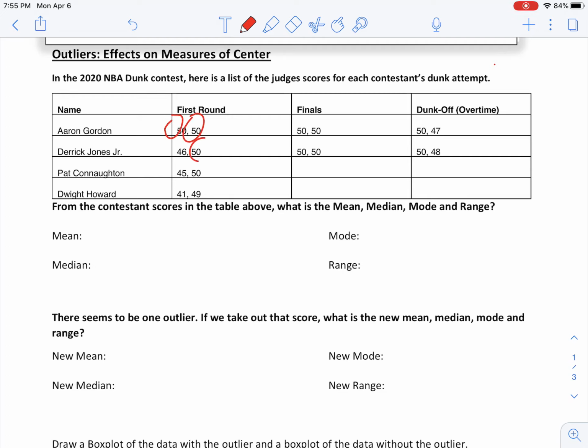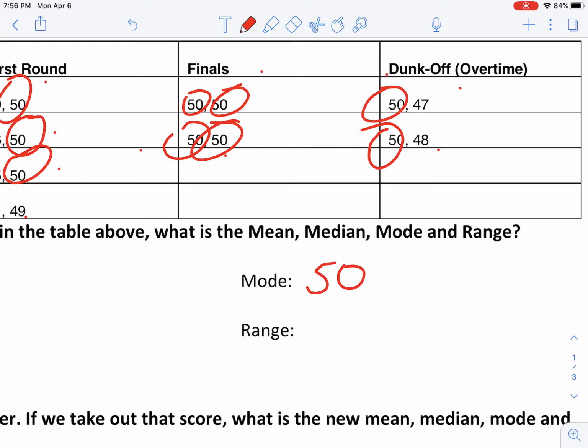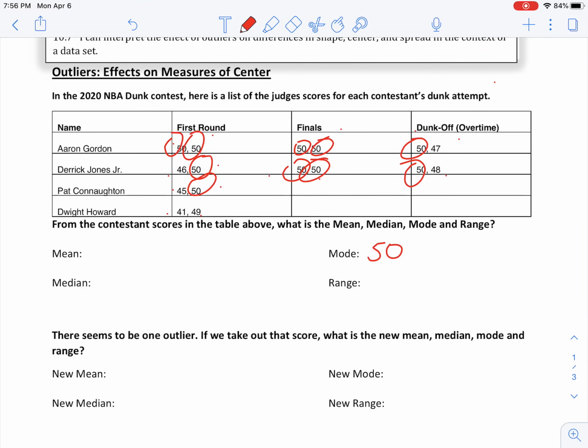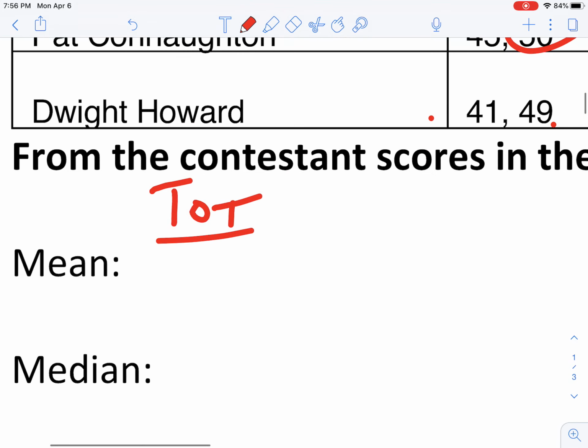As we look at this, there are a ton of 50s, right? 1, 2, 3, 4, 5, 6, 7, 8, 9, 10. And there are 16 total scores. So that tells you right there that our mode, which is the most frequent, is a 50. So ironically, it's a dunk contest, and yet the most frequent score is a 50 out of 50. Should tell you something. Anyways, to go on to the mean, remember the mean is the total of all of them added up divided by the number of scores. So in this case, it'd be something over 16.